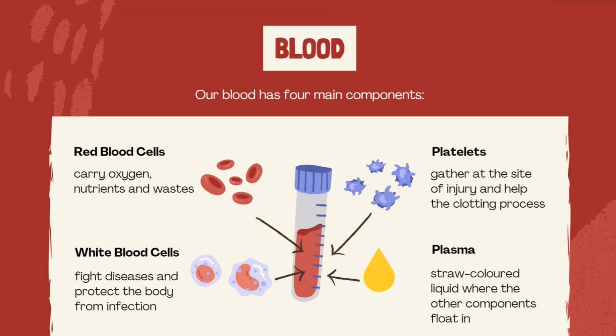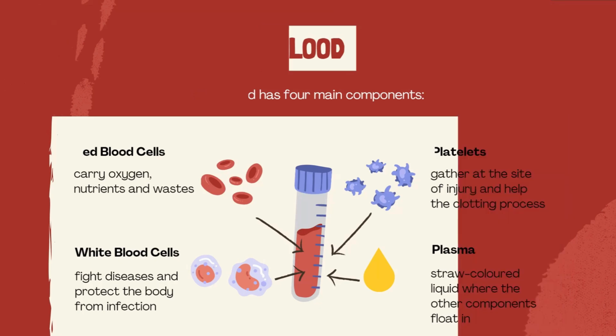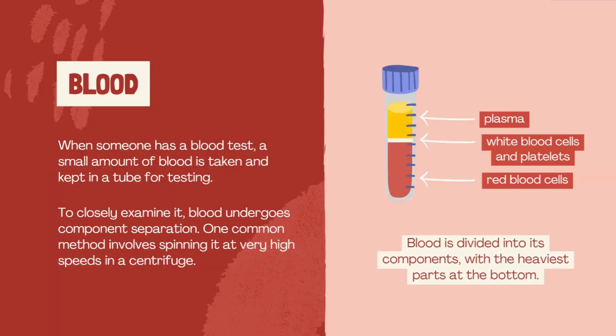Lastly, on the components of blood, we have plasma. Plasma is the liquid part of blood, the straw colored liquid where the other components float in. When blood samples are taken, when someone has a blood test, a small amount of blood is taken and kept in a tube for testing.